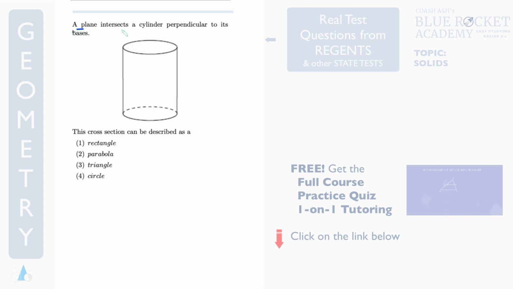And let's move on. Now a plane, almost like a knife, you can think about it. It intersects a cylinder perpendicular to its base. Perpendicular means like this. It's 90 degrees to its base here, and it's going down. So imagine this is a knife and you're cutting it and you're going across. So how would it look?